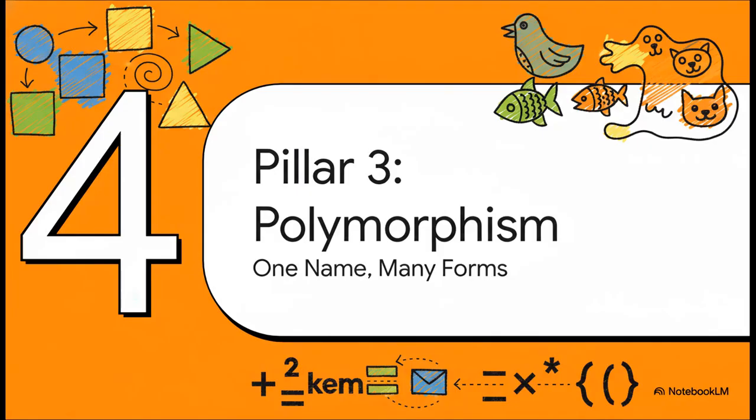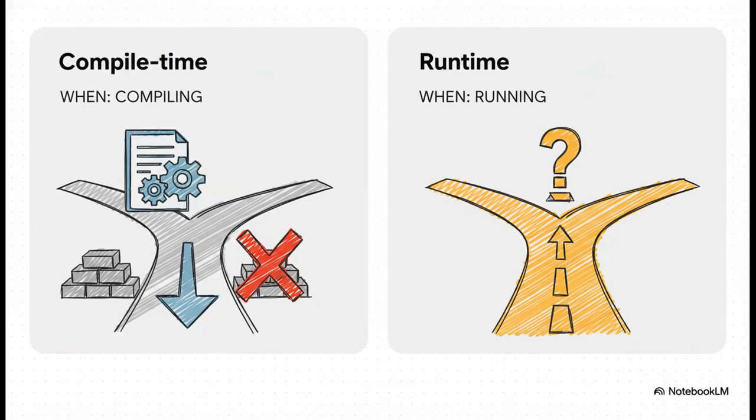Our third pillar is polymorphism. It's a bit of a fancy Greek word that literally means many forms. And honestly, that's the perfect description. It's the ability for one thing, like a single function name, to have many different behaviors depending on the context it's used in. Now, in C++, polymorphism comes in two main flavors. And the biggest difference between them is when the decision gets made about which piece of code to actually run.